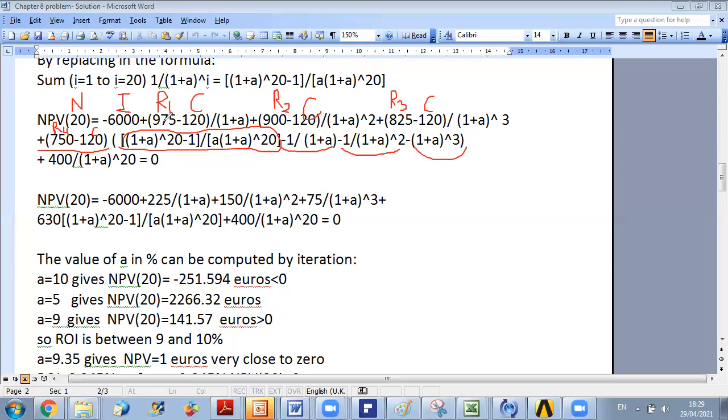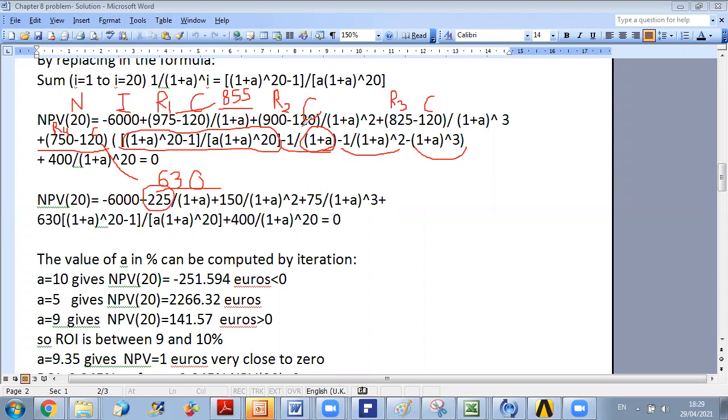And here you have 975 minus 120. Okay, this will give you 855. Okay, but also over 1 plus a, you have another term over 1 plus a, which is this one. 750 minus 120 will give you 630. So if you take as a factor the terms in common with 1 over 1 plus a, you will have 855 minus 630 over 1 plus a. So over 1 plus a, you just have at the end 225.